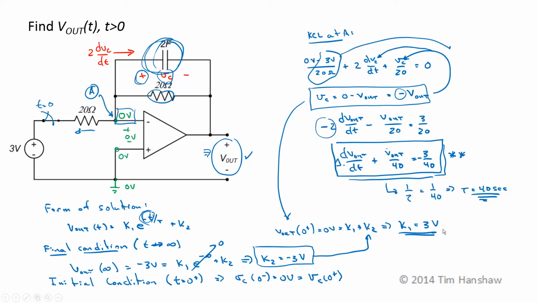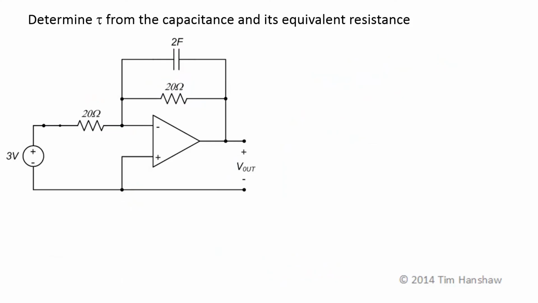And now we can write the final solution. So V out of t is equal to 3 volts times 1 minus e to the minus t over tau, which is 40 seconds. That's in volts, and that's for t greater than 0. Now let's go back and try to use the equivalent resistance seen by the capacitor to determine tau. So let's find tau from the capacitance and its equivalent resistance.